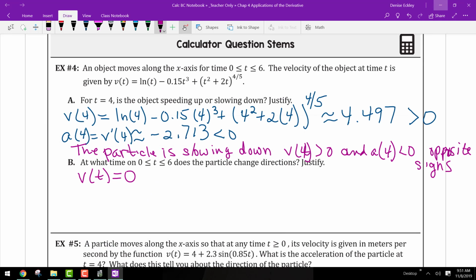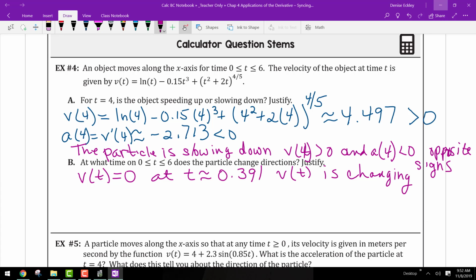The nice thing is that on the Inspire, if you just hit graph trace, it'll stop at the zeros and it'll highlight that it is a 0. So there's a little less work for some of these options on the Inspire. So this is 0.391. V of t is changing from a negative value to a positive value.